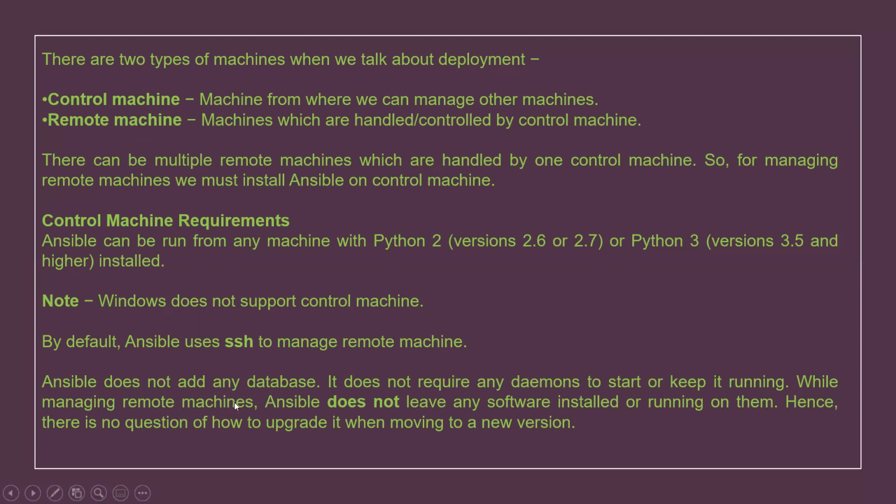Ansible does not add any database. It does not require any daemons to start or keep running. While managing remote machines, Ansible does not leave any software installed or running on them. Hence, there is no question of how to upgrade when moving to a new version, because it doesn't have any database or service to keep running. Even if it comes with a different version, there is no worry about upgrading. You can upgrade directly and run your playbooks.